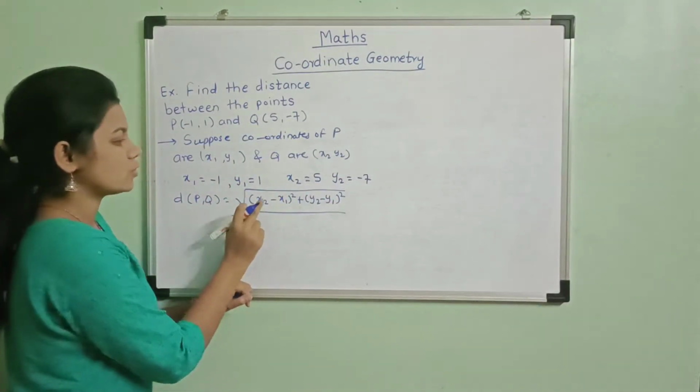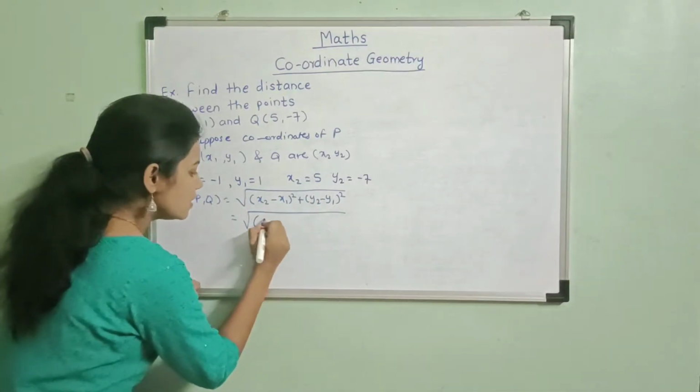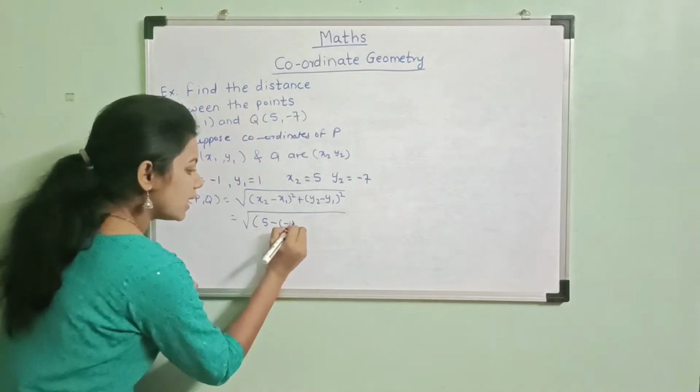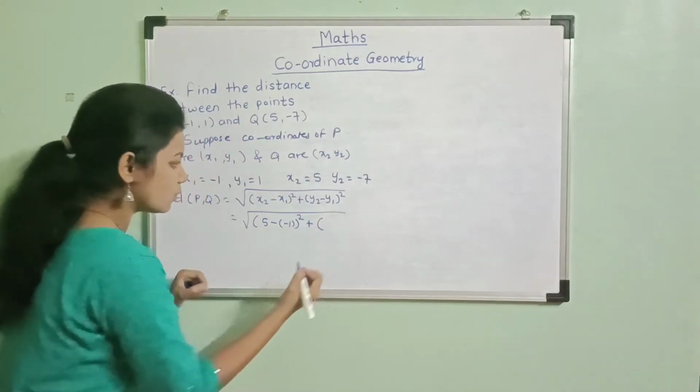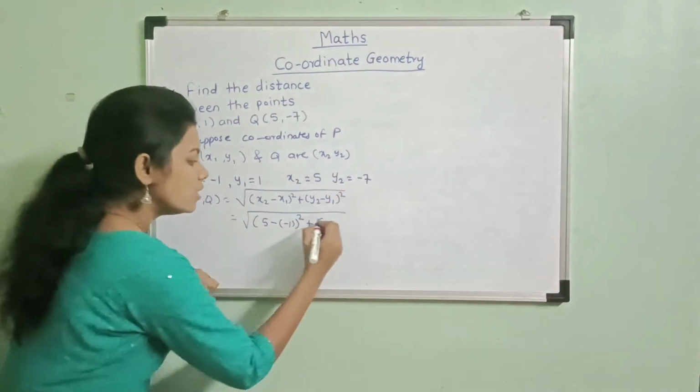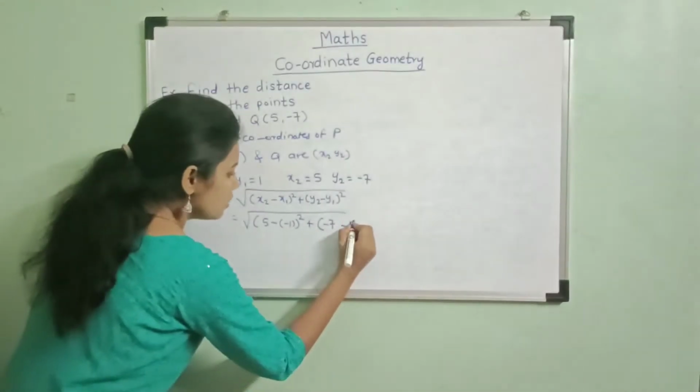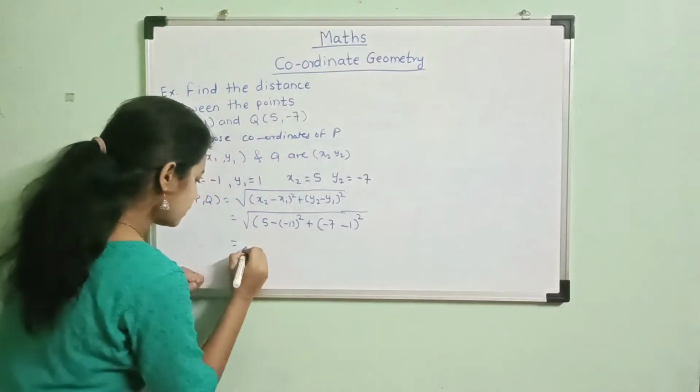So what is the value of x2 here? Value of x2 is 5. Simply 5 minus, what is the value of x1 here? Minus 1, the whole bracket square. Then what is the value of y2? Value of y2 is minus 7 and minus, what is the value of y1 here? 1. It's a square. Okay.